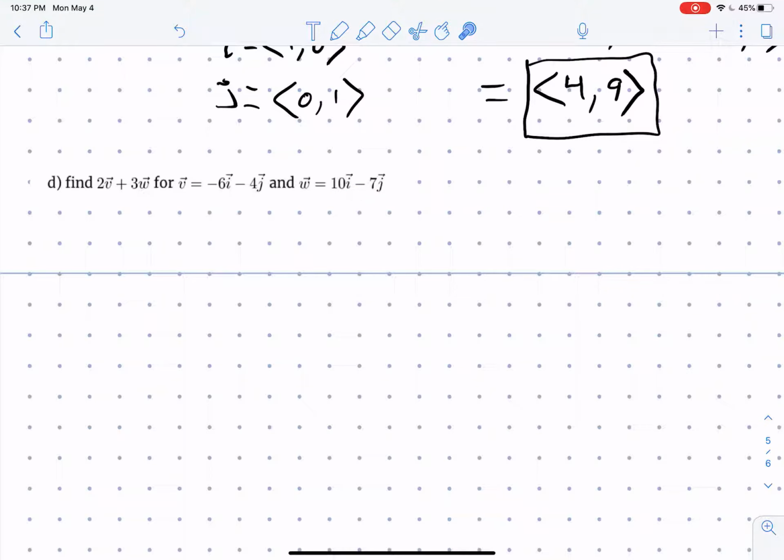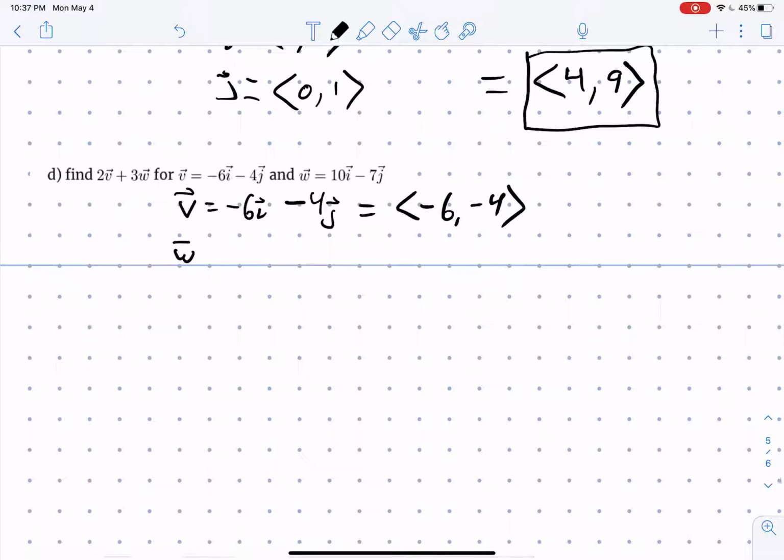There are various ways of attacking this, and they depend on how you want to approach it. I'm going to do it like this first. I'm going to first just figure out what v and w are equal to as standard form vectors. V is negative 6i minus 4j. Whenever you have a vector of the form something times i plus something times j, you always end up with just that vector, minus 6, minus 4, consisting of those two numbers. That was v.